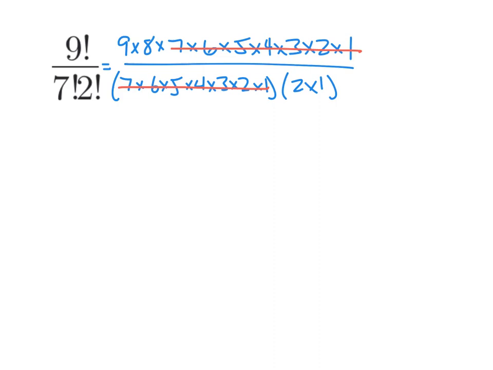And we can still do some more canceling. This 2 can cancel with that 8 and leave a factor of 4. So the only thing that's left now is the 1 in the denominator, which is awesome, because we're going to go through looking at our numerator. The only things that are left are going to be 9 times 4, which is 36.